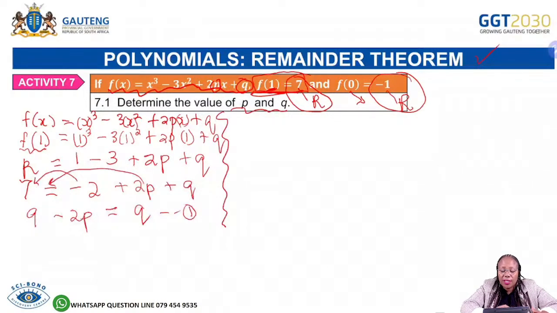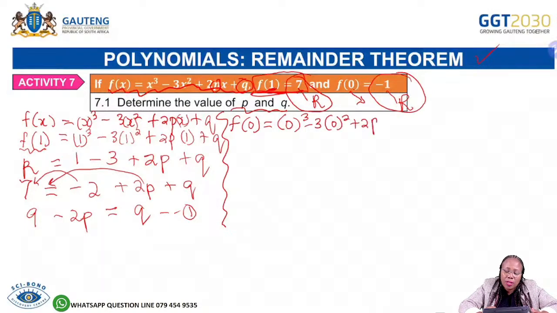Now to have the second equation, we are going to substitute the x with 0. We are looking at f of 0. Where we have an x now, we substitute a 0: 0 cubed minus 3 into 0 squared plus 2p into 0 plus q.